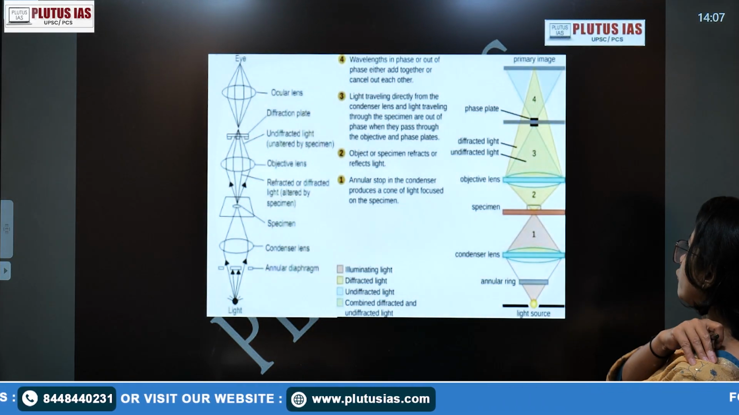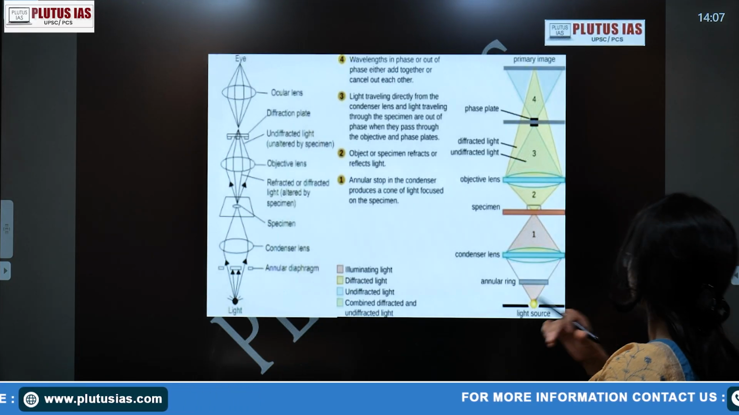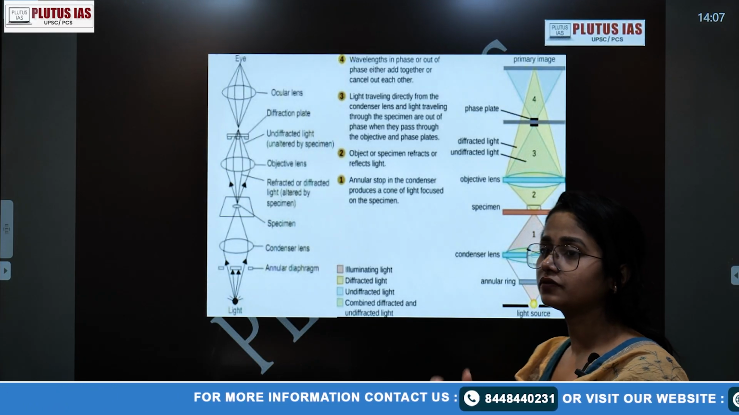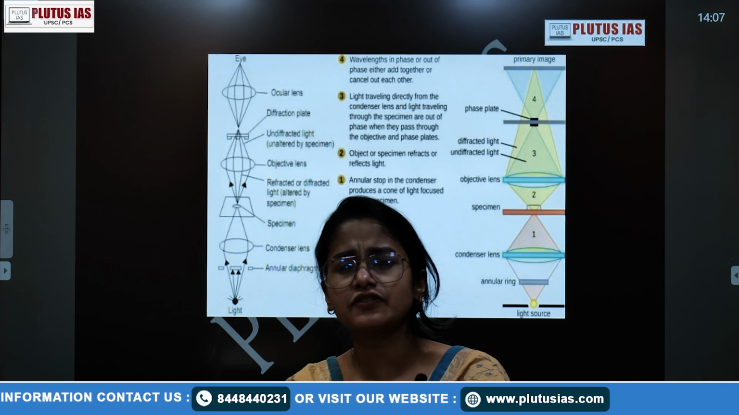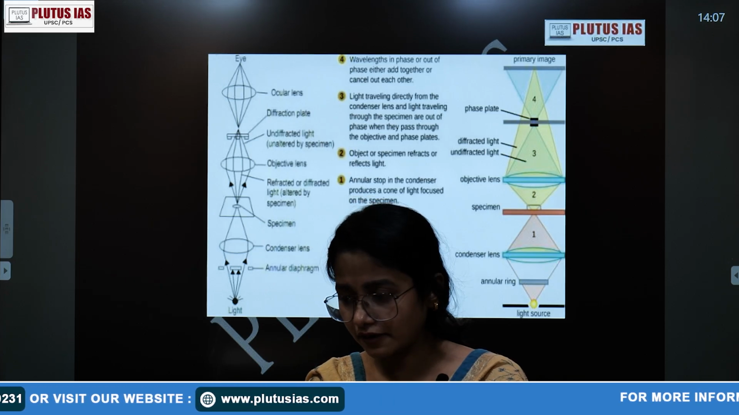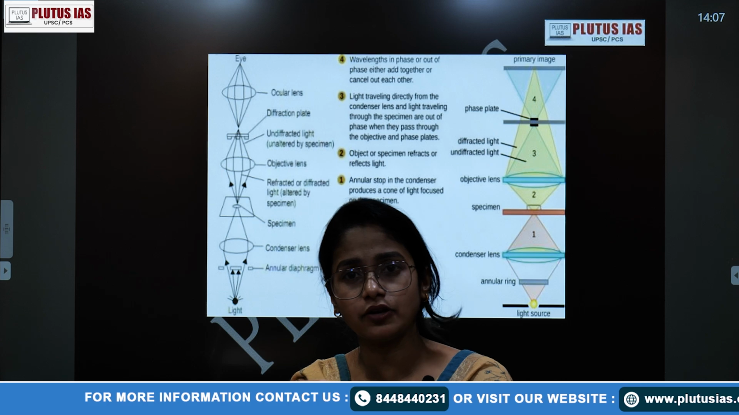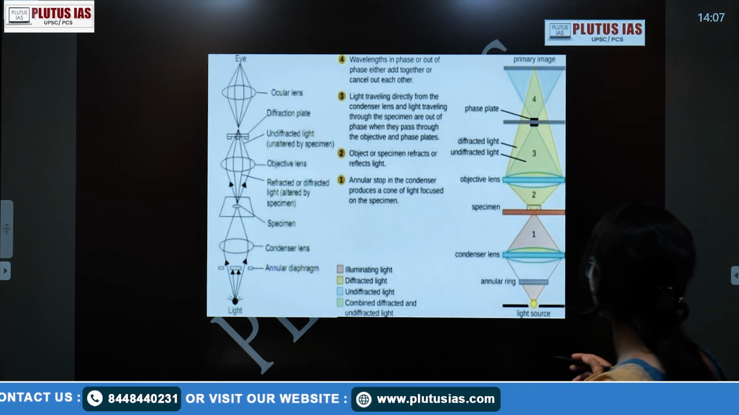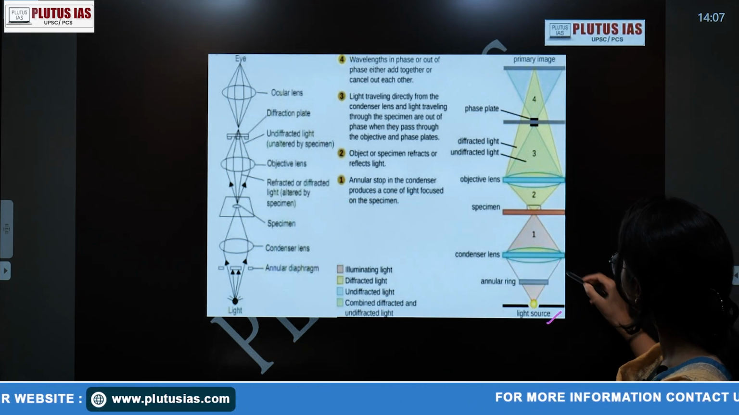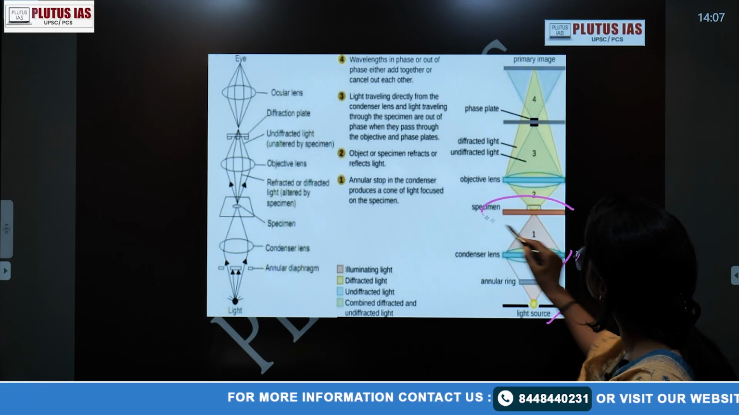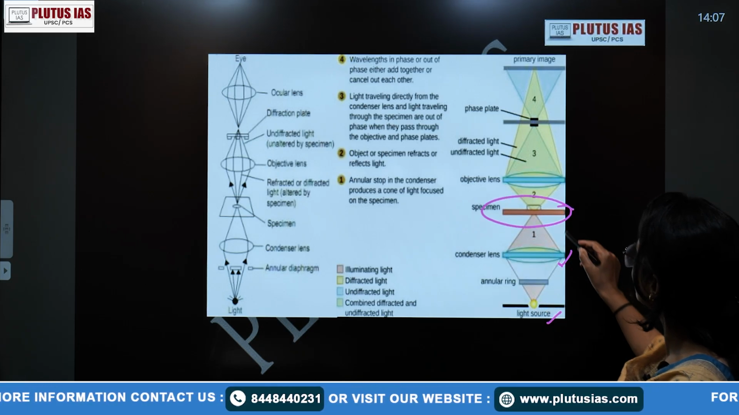Okay, so this is your phase contrast microscope. In the last class when we saw this, most of them had a basic image with the object at one end, but that is not the concept. So this is your light source, this is your condenser lens, and this is the specimen which you are talking about.